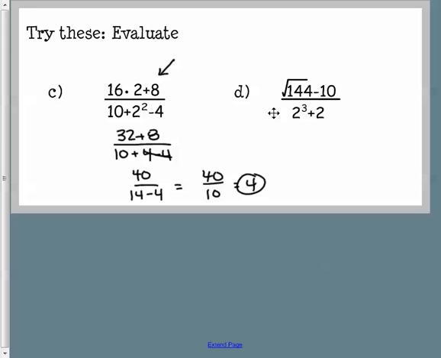On this one, I'm going to take the square root of 144, which we're asking ourselves what number times itself gives us 144, which would be 12. Then I'm going to take 12 minus 10, which is 2. I kind of told you the answer there. Sorry about that. So now I'm going to multiply 2 times itself 3 times, which is in the denominator, and I'm going to get 8. I'm going to add 2 to that, and I'm going to get 10. This is going to end up being a fraction because my numerator is smaller than my denominator. So 2 divided by 10 is 1/5.